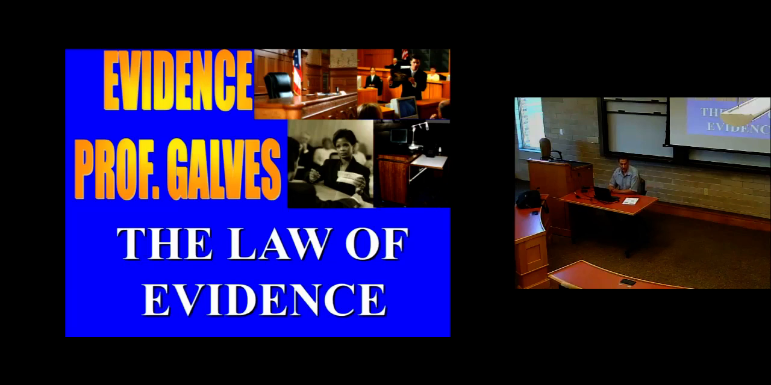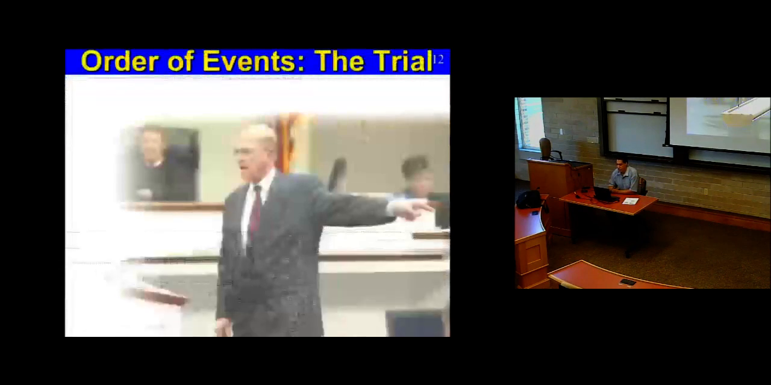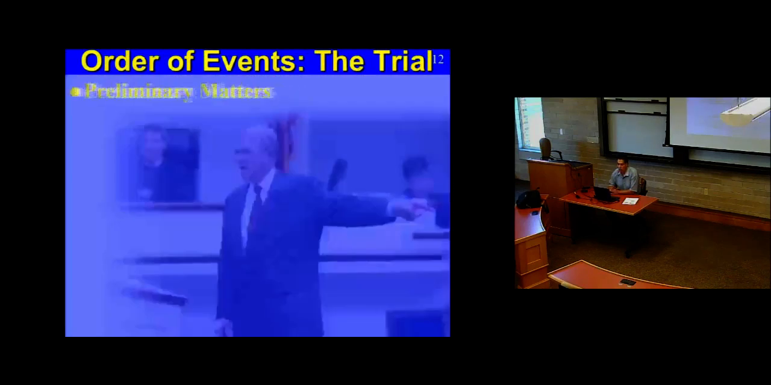Okay, let's begin. This is the law of evidence. One of the first things to always be thinking about is where you are in the trial. Recall the order of events of the trial. There are preliminary matters, motions in limine, any existing motion that the court has to rule on. That's something that you want to take care of first.